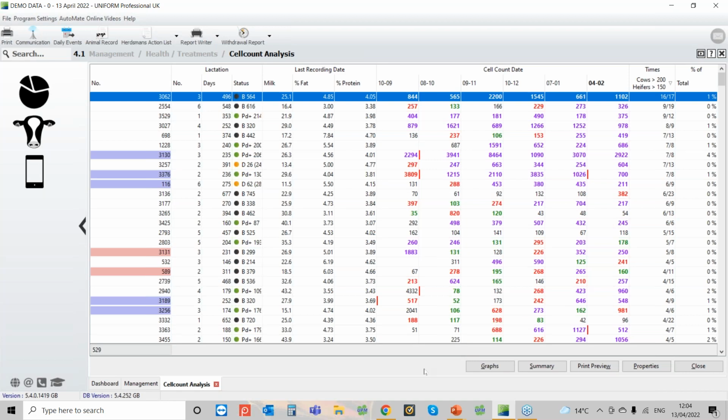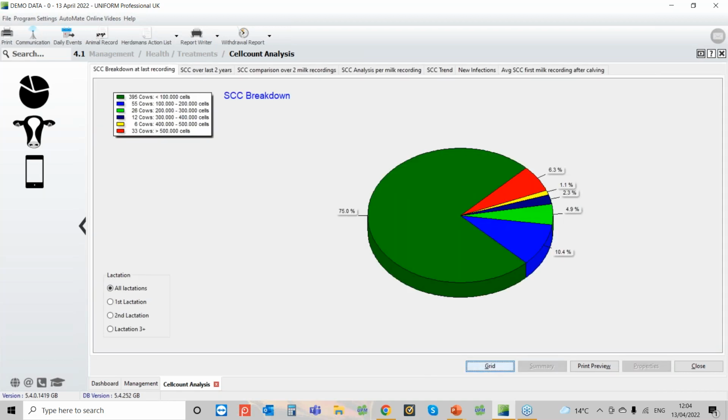So if we now go down to the graphs, and this is the report that I really like because there's a lot of information on this. So we have the breakdown, and on the bottom left-hand side, we can look at the first calvers or the second calvers, but here we're looking at the herd in its entirety.